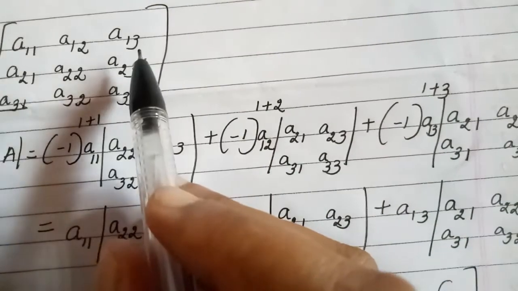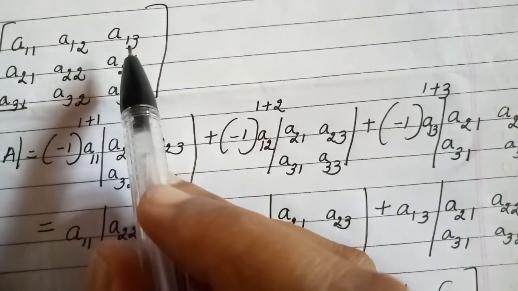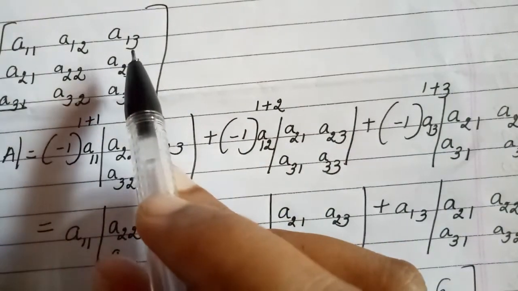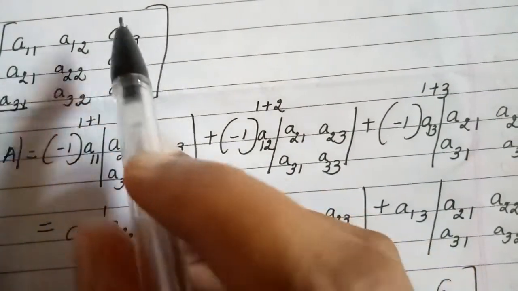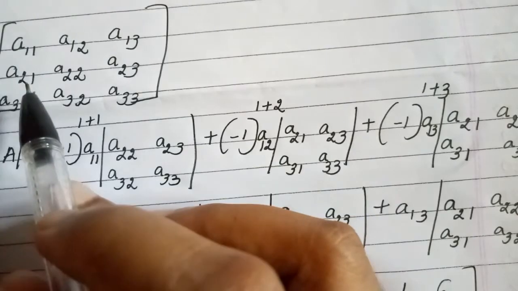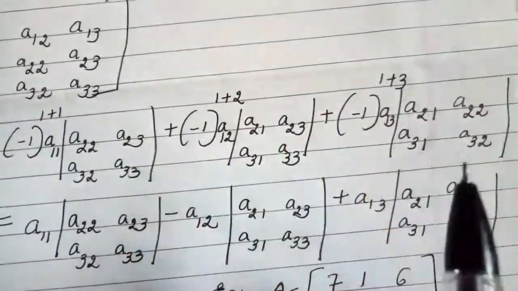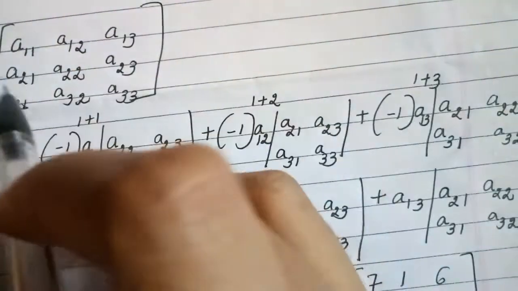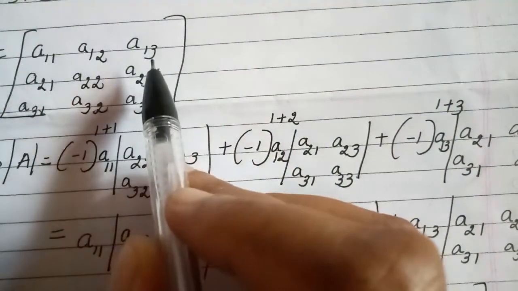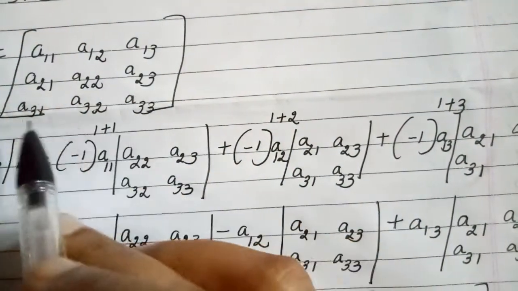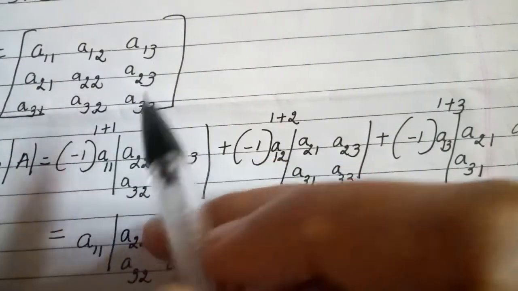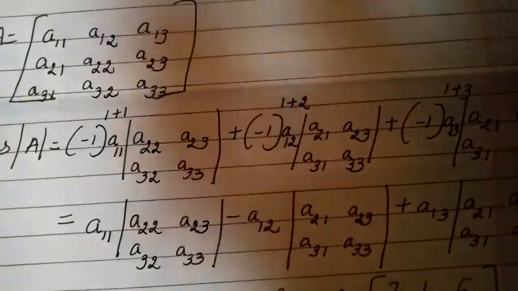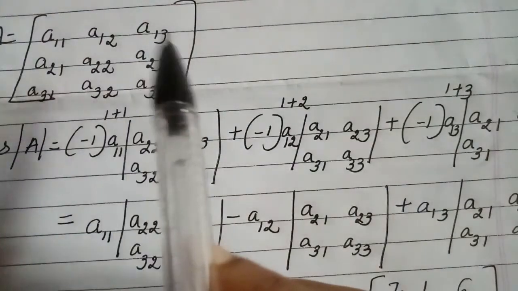Plus, now you go for the third element. So it is minus 1 to the power 1 plus 3, A13. Now delete the row and column in which A13 is there. So what remains? A21, A22, A31, A32. Have you understood, children? Now I have done this for row 1. You can also do it for row 2, row 3, column 1, column 2, column 3. Any one you can do. But I don't want you to get confused by teaching you all. You just stick to the first row.